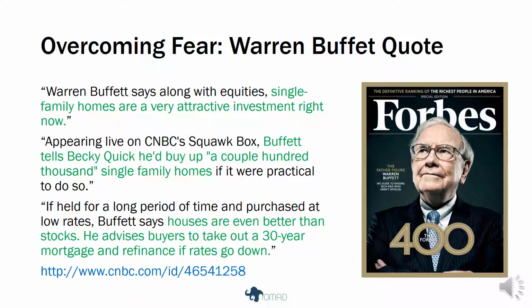Despite the Fed raising rates, interest rates have actually gone down. But Buffett goes on to say, if held for a long period of time and purchased at low rates, houses are even better than stocks. He's a big stock guy, so for him to say houses are even better than stocks, that's very interesting. He advises buyers should take out 30-year mortgages and refinance if rates go down. Wow. So basically he's telling you, go buy single-family homes and get a 30-year mortgage on it, and if rates go down, go ahead and refinance the house. And that if he could, he'd go buy a couple 100,000 single-family homes.